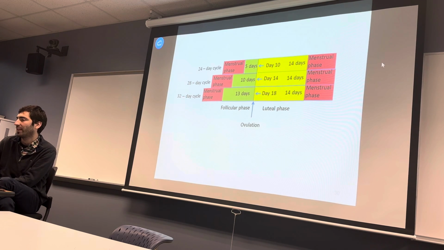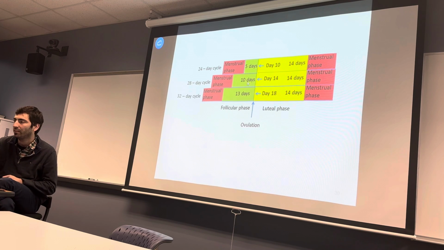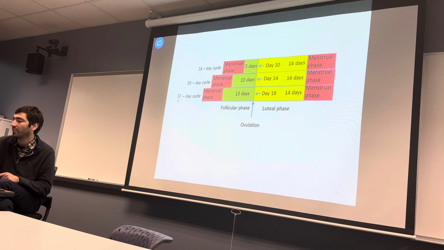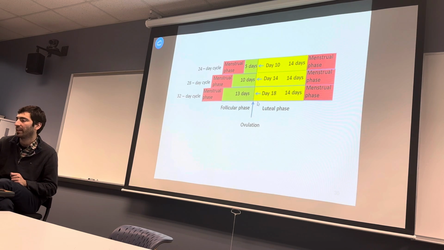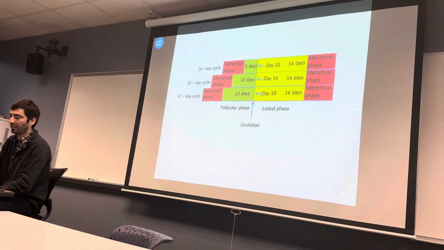So when does ovulation occur in a 24-day cycle? 24 minus 14 gives you 10. A 28-day cycle gives us that average answer of 14, which might have been the first day you thought of, but it only applies to a 28-day cycle. 32-day cycle, 32 minus 14. Ovulation in all these cases happens 14 days before the end of the cycle. So in this case, ovulation at day 18.